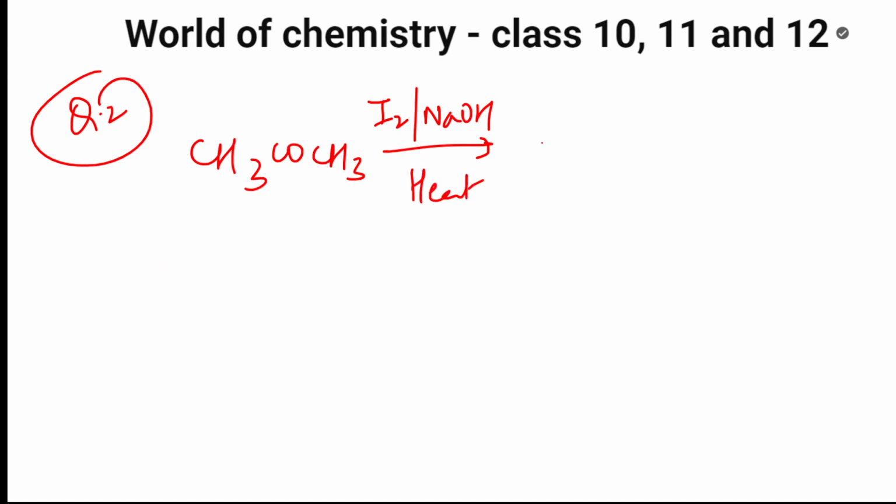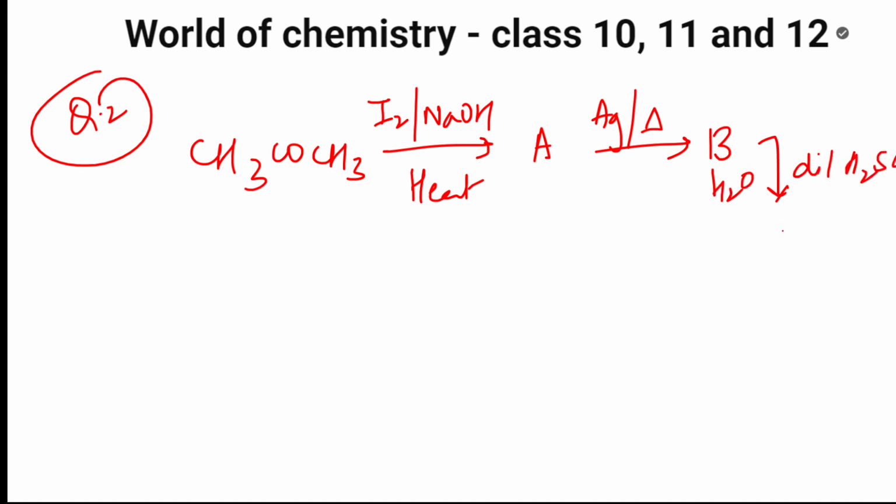Let me write the question completely. A, and then they have given me silver and you're heating that reaction and getting B. After heating, you're using dilute sulfuric acid and doing hydrolysis, to get C. Simple. Tell me the first reagent. What is the first reagent? Reagent one is the iodoform reaction.